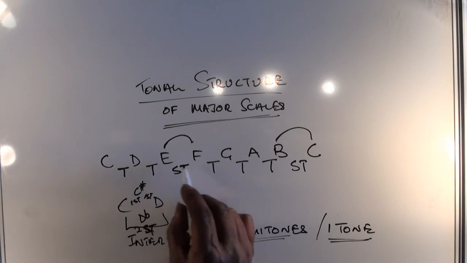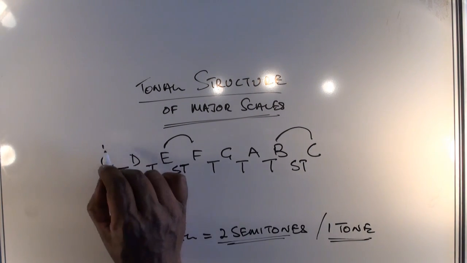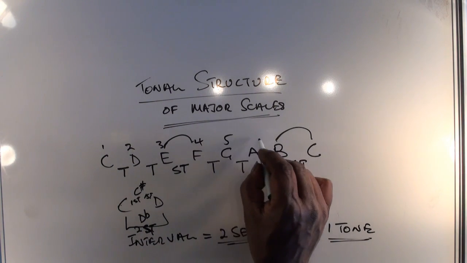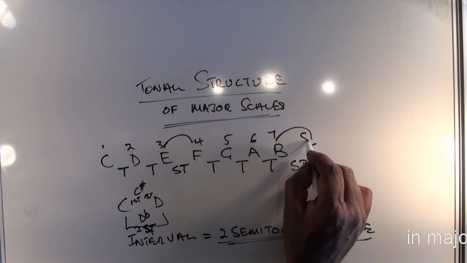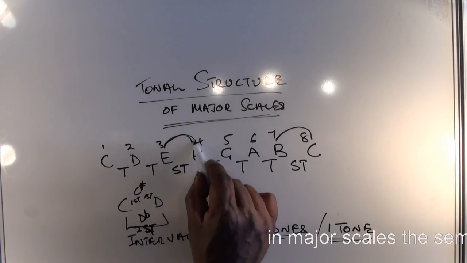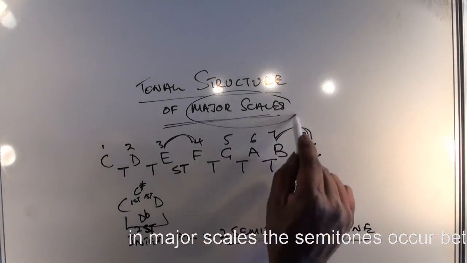And notice where the semitones occur. Let's number the scale elements: 1, 2, 3, 4, 5, 6, 7, 8. The semitones lie between 3 and 4 and 7 and 8 in all major scales.